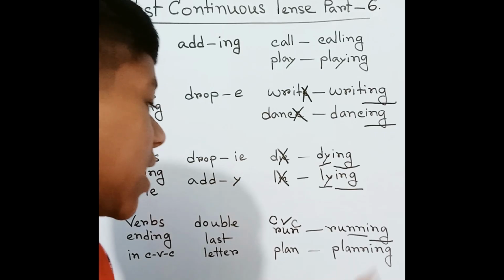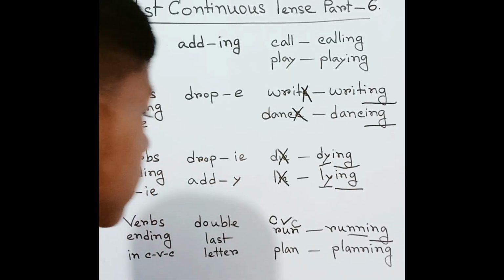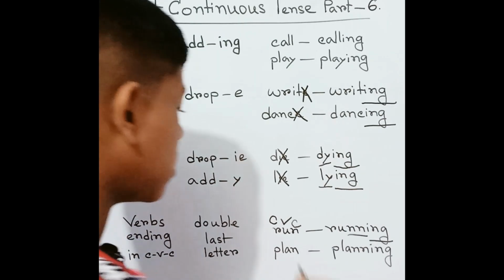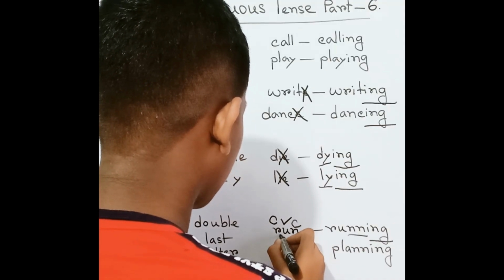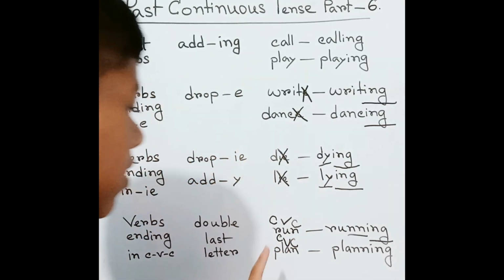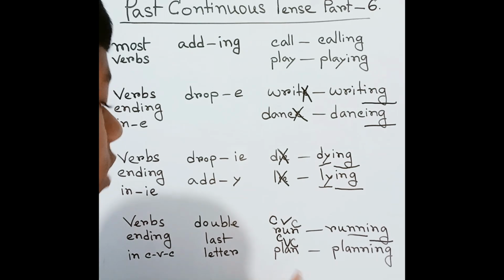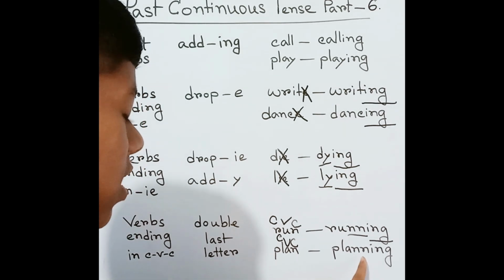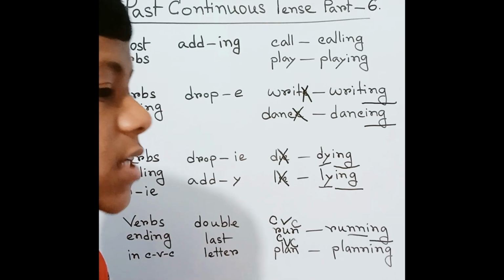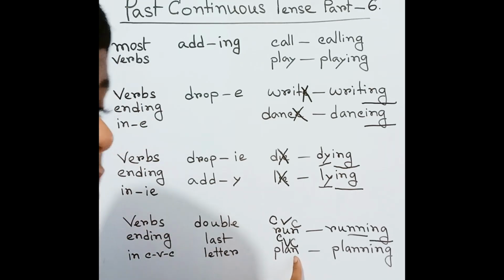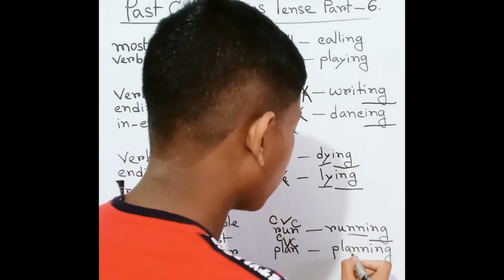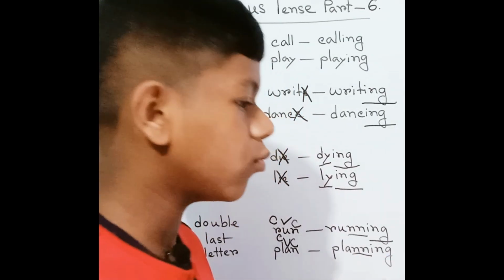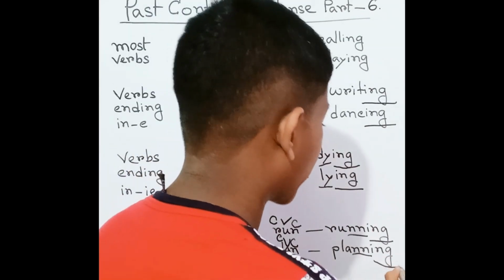Next is plan becomes planning. Here it starts from the N. N is C, A is V, and L is C. So it is consonant, vowel, and consonant. Then we have to double the last letter. The last letter is N. That's why we have doubled it. Then we have added the ing.